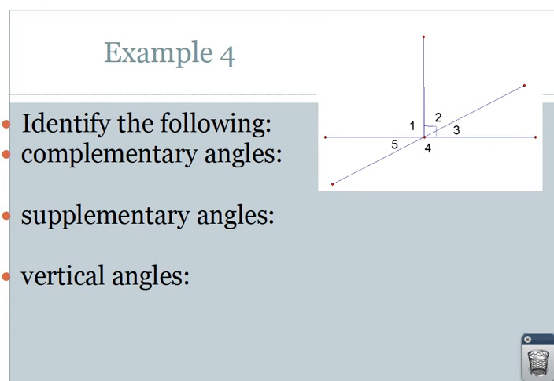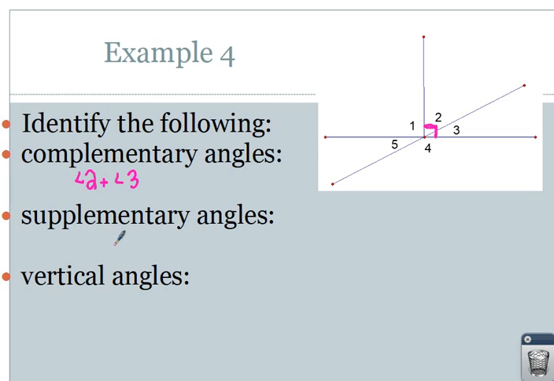All right, so in this picture, let's give a pair of complementary angles. You see the box over here? This box right here? That means right angle. That means 90 degrees. So that means angle 2 and angle 3 are complementary because they both together make a right angle.